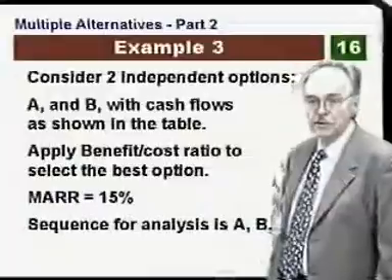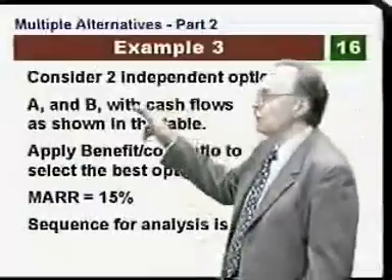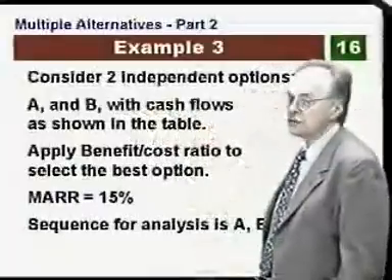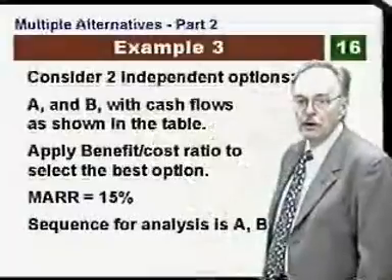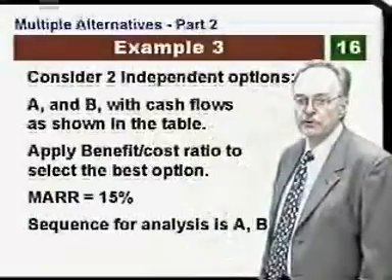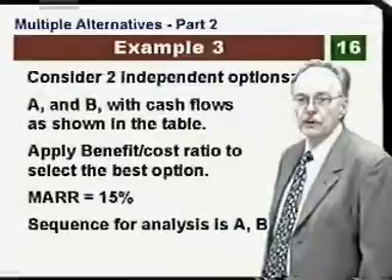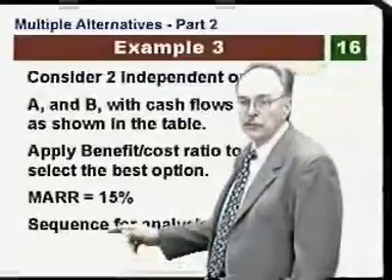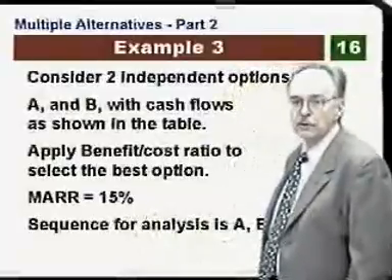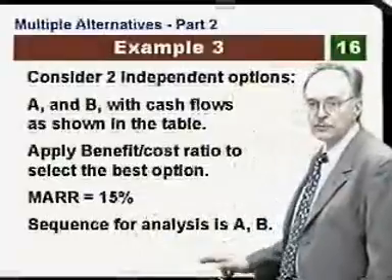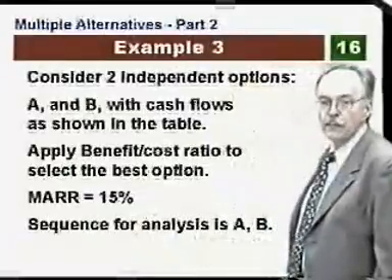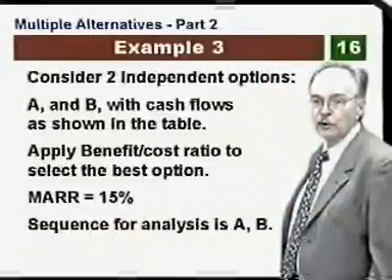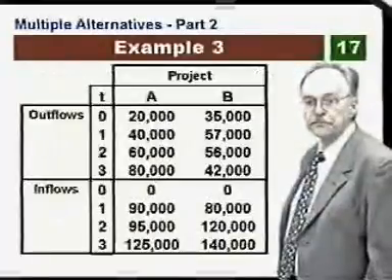Now we'll proceed to the last example. Here we have two independent options, A and B. Cash flows are shown in the next table. And we want to apply the benefit-cost ratio to select the best option. Again, in this example, the minimum attractive rate of return is 15%, and we want to sequence these projects for analysis by size, and A is the smaller project, so we'll look at A first.